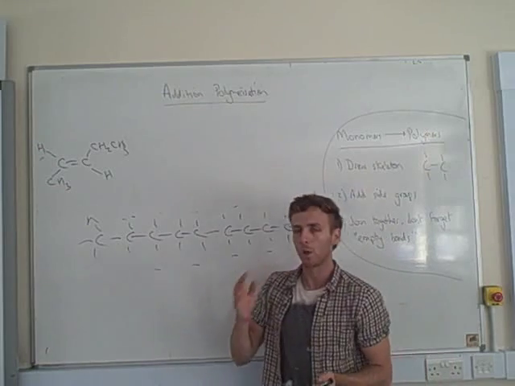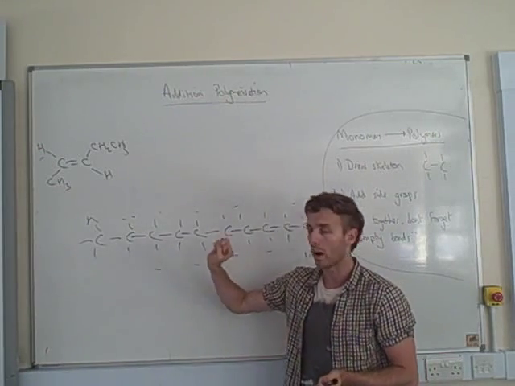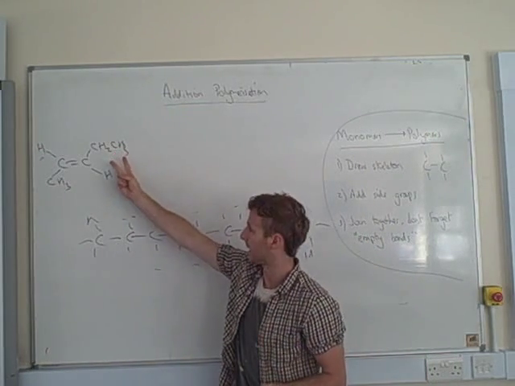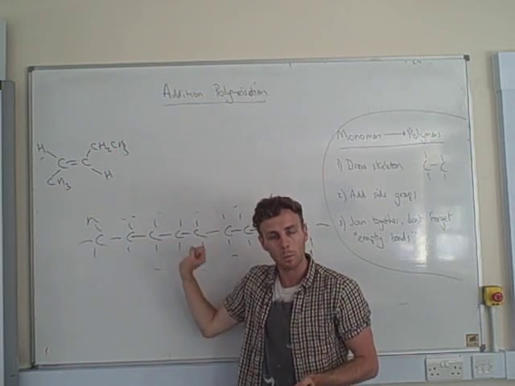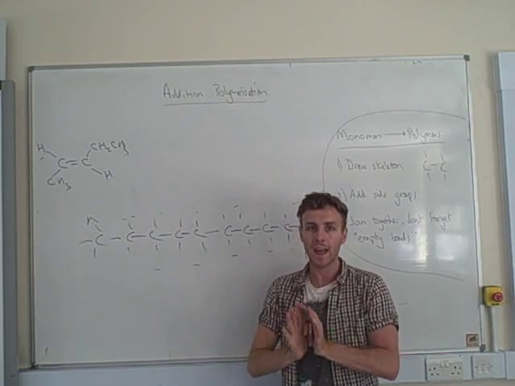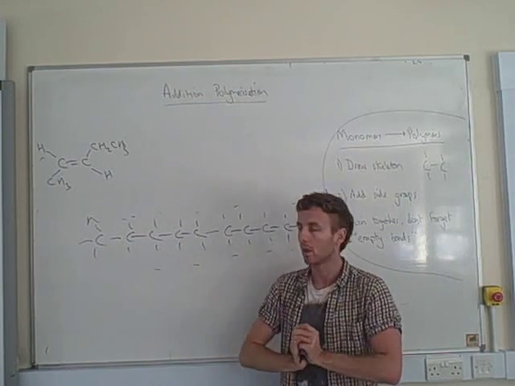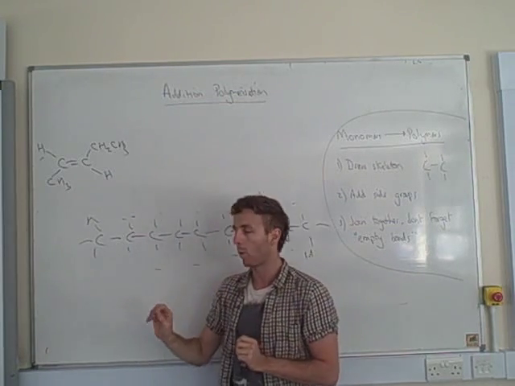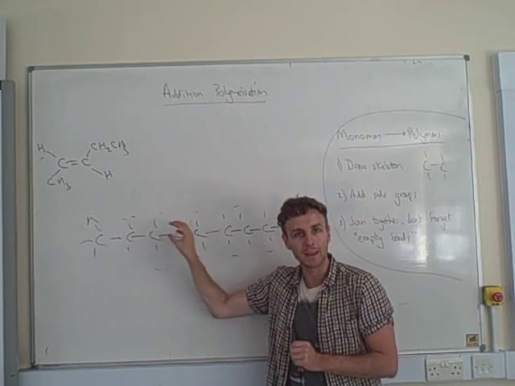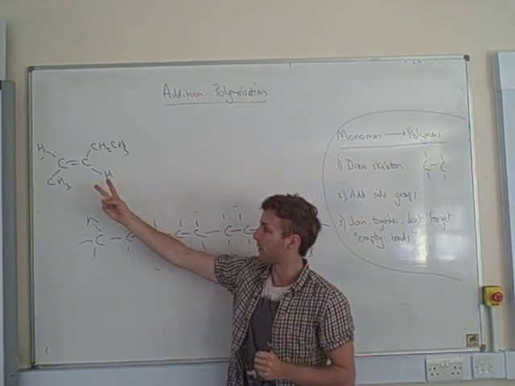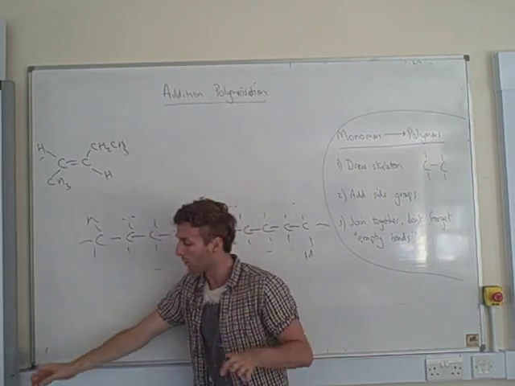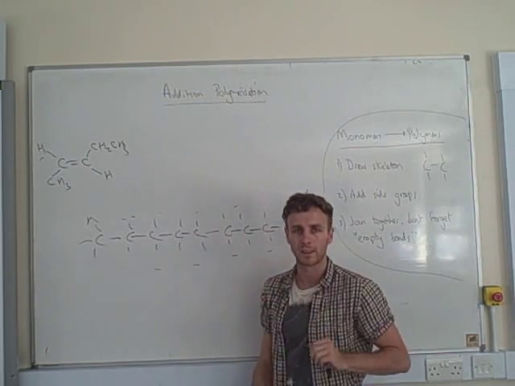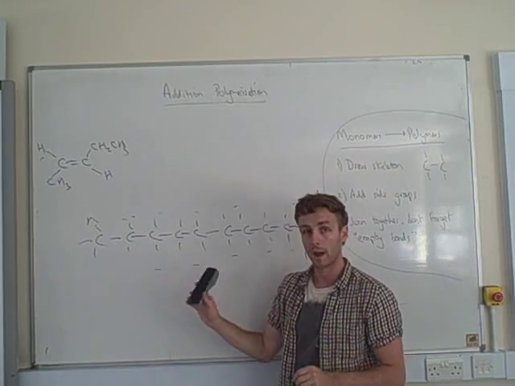I see it. Basically, what you're doing, and this is why it's wrong, is you're incorporating these side groups into your backbone, into your main chain. But that never, ever happens. The only carbons that will be in your backbone, in the main chain, in the skeleton, are the 2 carbons that started with the double bond. No other carbon in addition polymerization will ever be in the backbone.